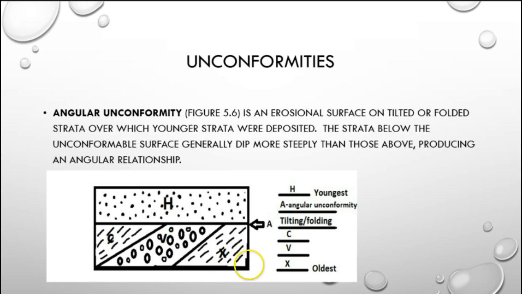So coming down here, we have X. If we were to try to put this back into its position, and we try to straighten this back out, then we would see X coming down to the bottom, followed by V, and then C. Once they were deposited, they had to be tilted or folded. Then they were eroded, which resulted in the unconformity A, and that unconformity is an angular unconformity because the units are at an angle, finally followed by the youngest unit, the last unit deposited, which is H.